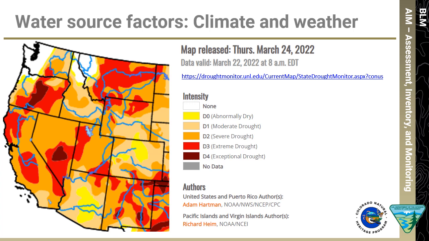In addition, it is helpful to think about long-term climate trends by checking the drought monitor to see if the area where you work is experiencing drought. If so, wetlands in the area may be drier than normal.